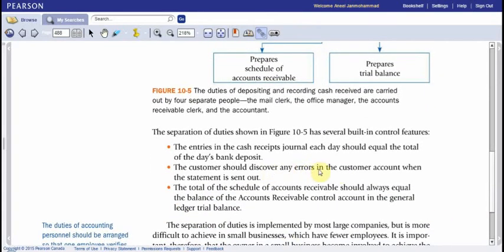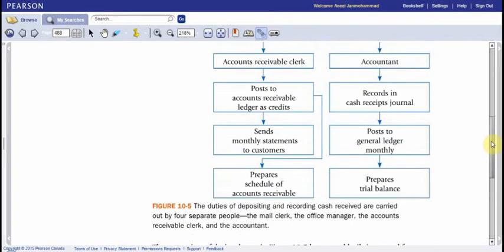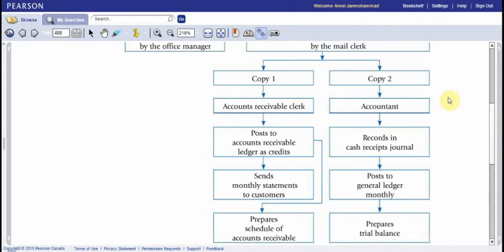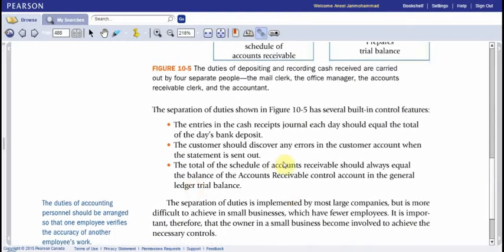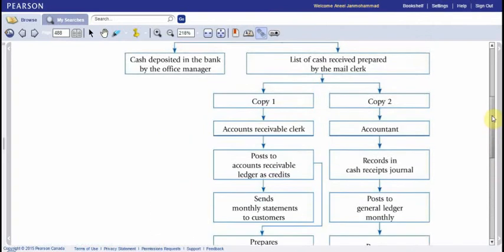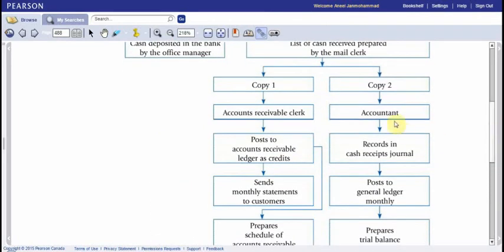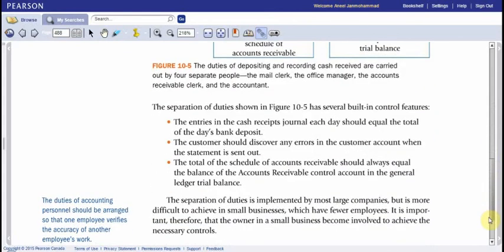The customer should discover any errors in the customer account when the statement is sent out. Remember, the accounts receivable clerk is sending out the statement, and the customer will catch any errors. Lastly, the total of the schedule of accounts receivable should always equal the balance of the accounts receivable control account. Like we said, the control account is being controlled by the accountant, and the subsidiary ledgers of each of the individual customers' accounts is being controlled by the accounts receivable clerk. All those put together should add up to the big accounts receivable account.